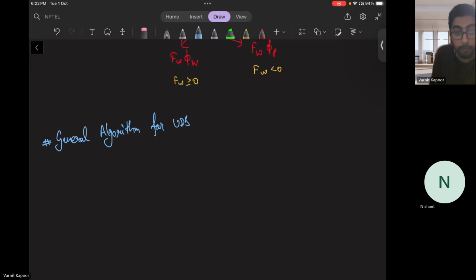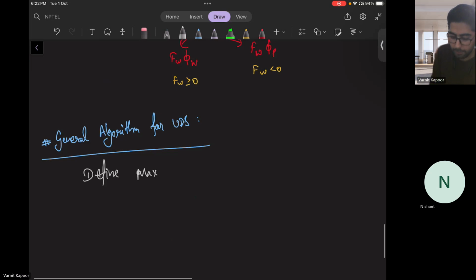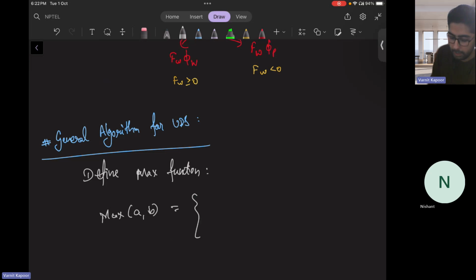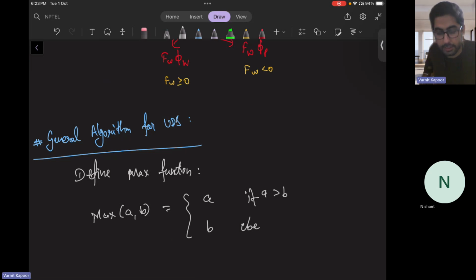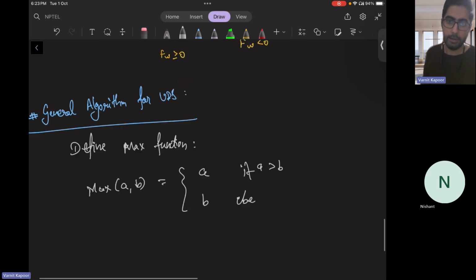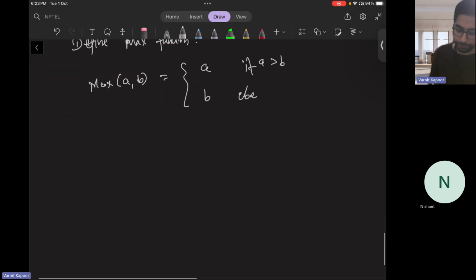For the upwind differencing scheme, we define a max function. It says that between two values A and B, the maximum of A and B will be A if A is greater than B, or B otherwise. If A is greater than B, the maximum value will be A; if A is less than B, the other value B will be the maximum.